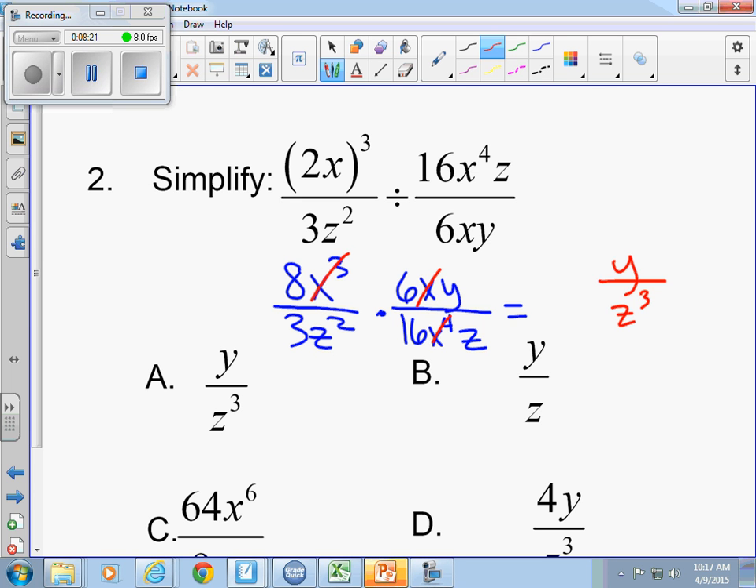Now let's talk about the numbers. Again, if I were working this, I'm going to cancel this 8 with the 16, which leaves me at 2. And I'm going to cancel this 6 with the 3, which leaves a 2 on top. And I'm even going to go ahead and cancel those 2's out. So the only thing left is the y over z cubed, which is 8. Yes.